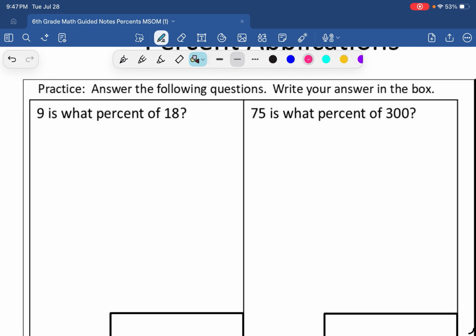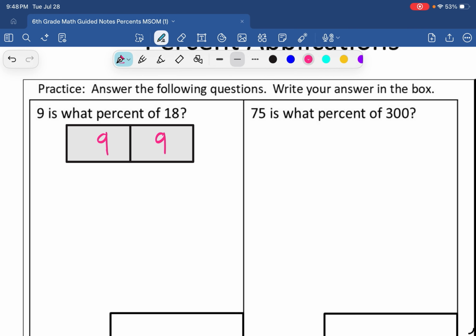It says 9 is what percent of 18? So let's draw my bar model. 18 divided by 9 is 2. So I'm going to split that up in half. Each one of these will be 9 because 9 times 2 will be 18. So that's set up right. Now if my whole is 100%, that means each of these would have to be 50%. So 9 is 50% of 18.